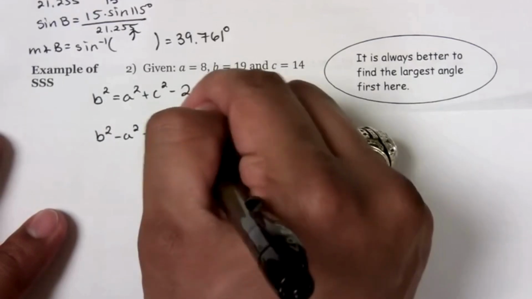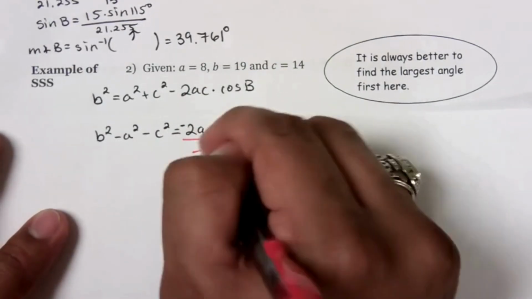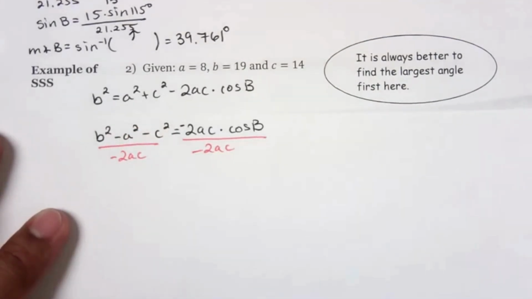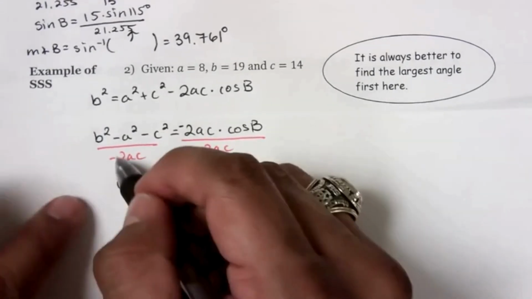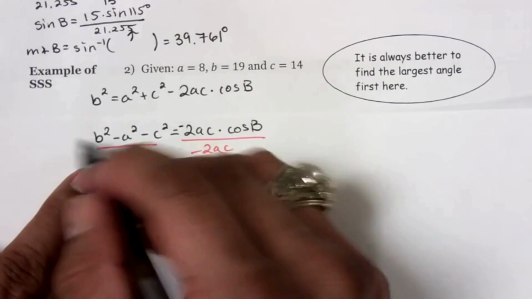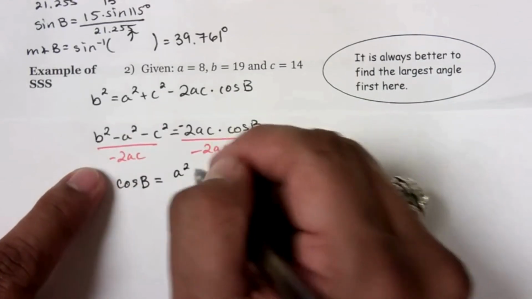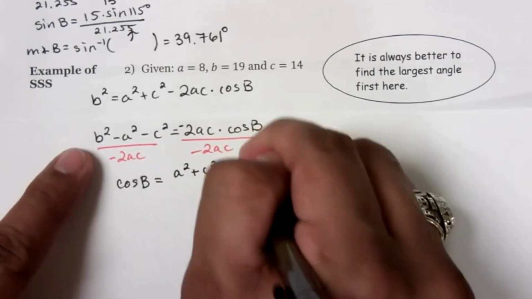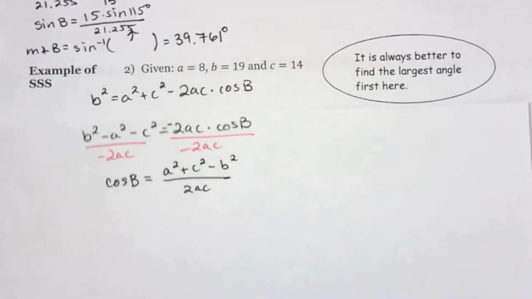And that's still negative 2AC. And then divide both sides by negative 2AC. So when I do that, I'm going to be left with cosine B on one side, but I don't like that negative there, so I'm going to multiply everything by negative 1. That makes this negative A squared positive, this negative C squared positive, and this positive B squared negative. So that's how I'm going to get that equation.